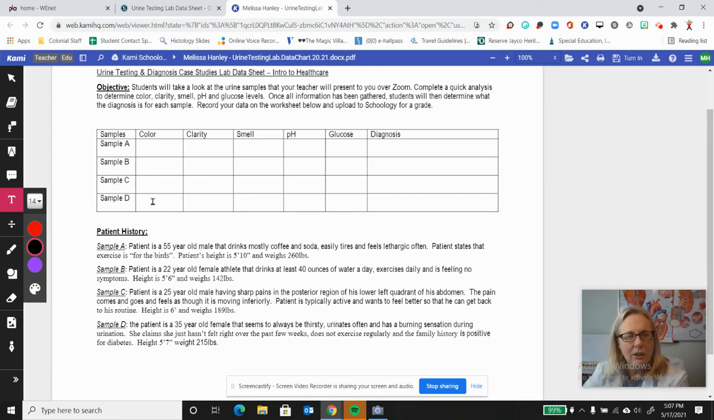So based on the color, the clarity, which was actually kind of cloudy, the smell, which I said was really bad, the pH, which we remember was actually higher than normal, and the glucose, which wasn't 0, what are going to be our diagnoses? You're going to put that right in here.